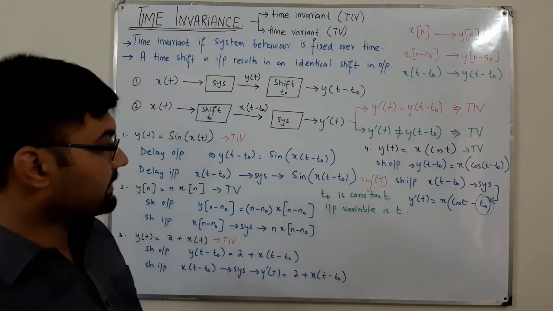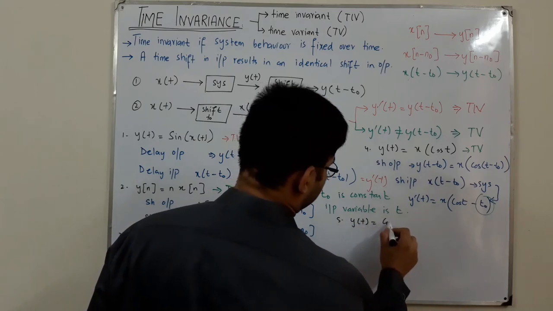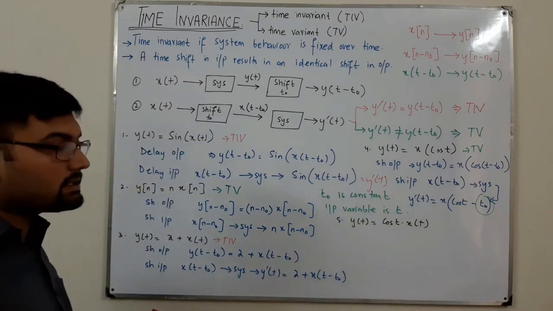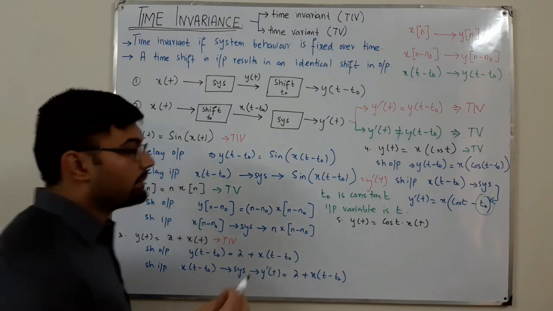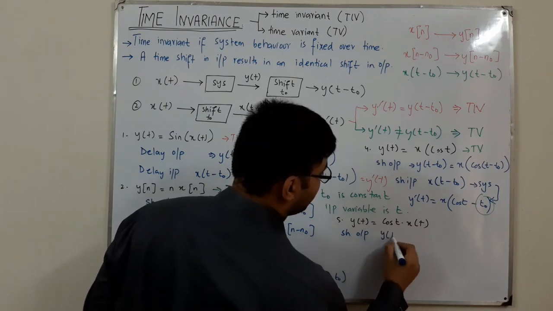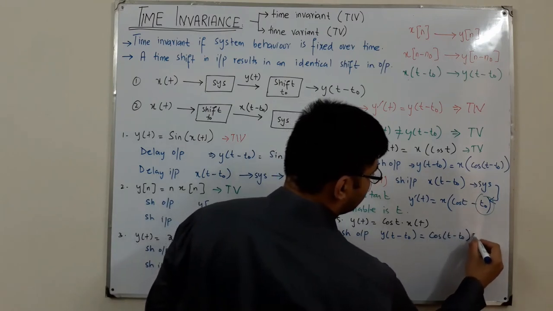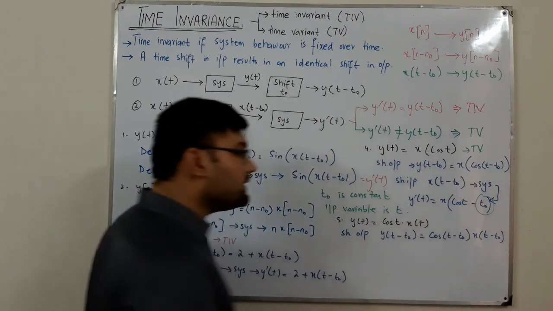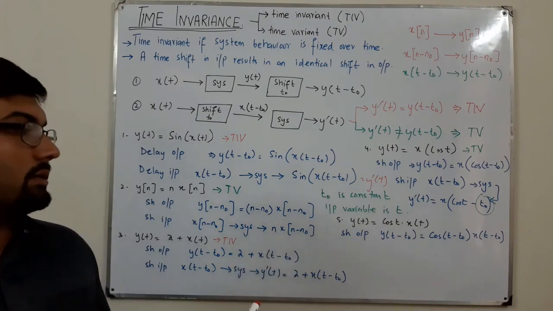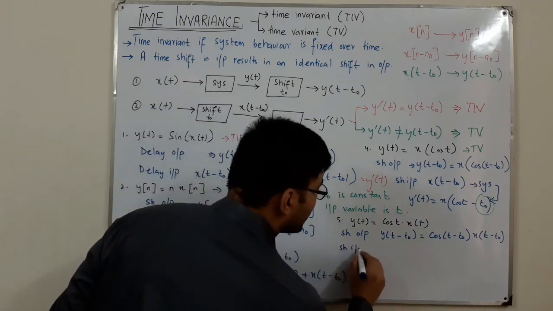Next, cos of t into x of t. Have a look. Cos of t is the coefficient, right? X of t is your input, but the coefficient is a function of time. No problem. You shift the output, with the same steps. So y of t minus t naught would equal cos of t minus t naught into x of t minus t naught. Now have a look, in the output I'm shifting the coefficient as well, because this is the output and we don't know what the coefficient is over here. You have to just shift everything. But in the input, we know that our input is x of t.